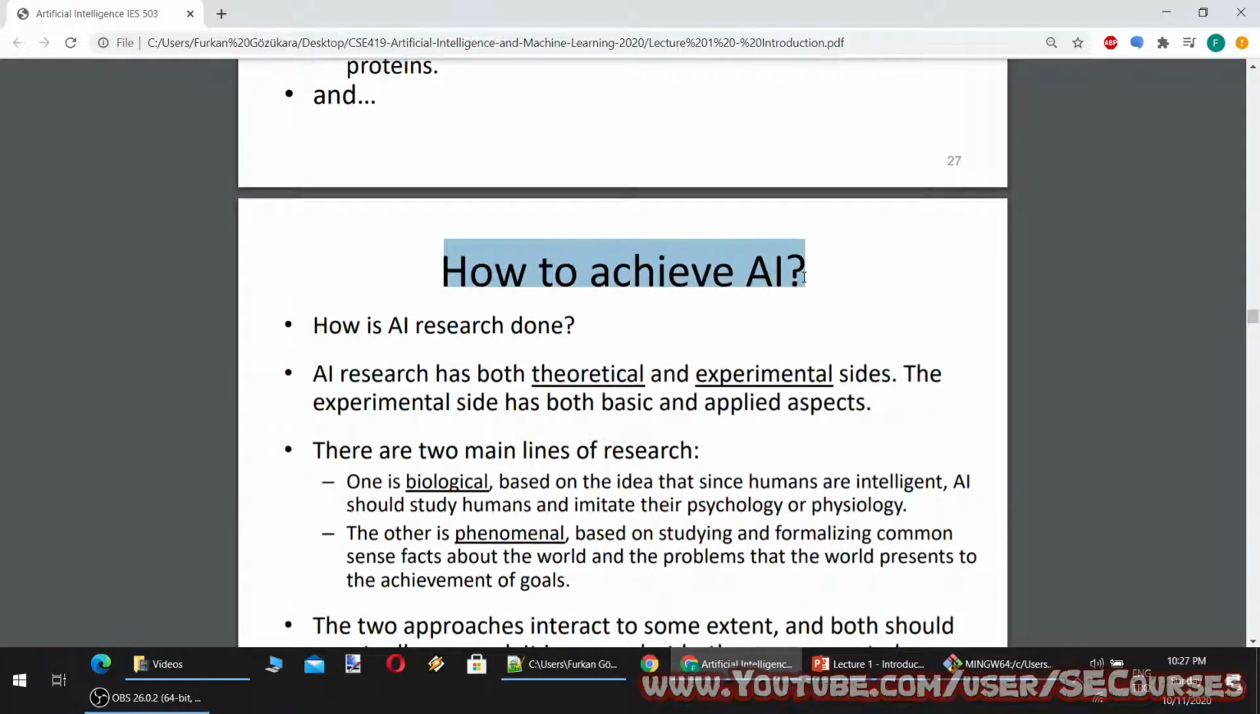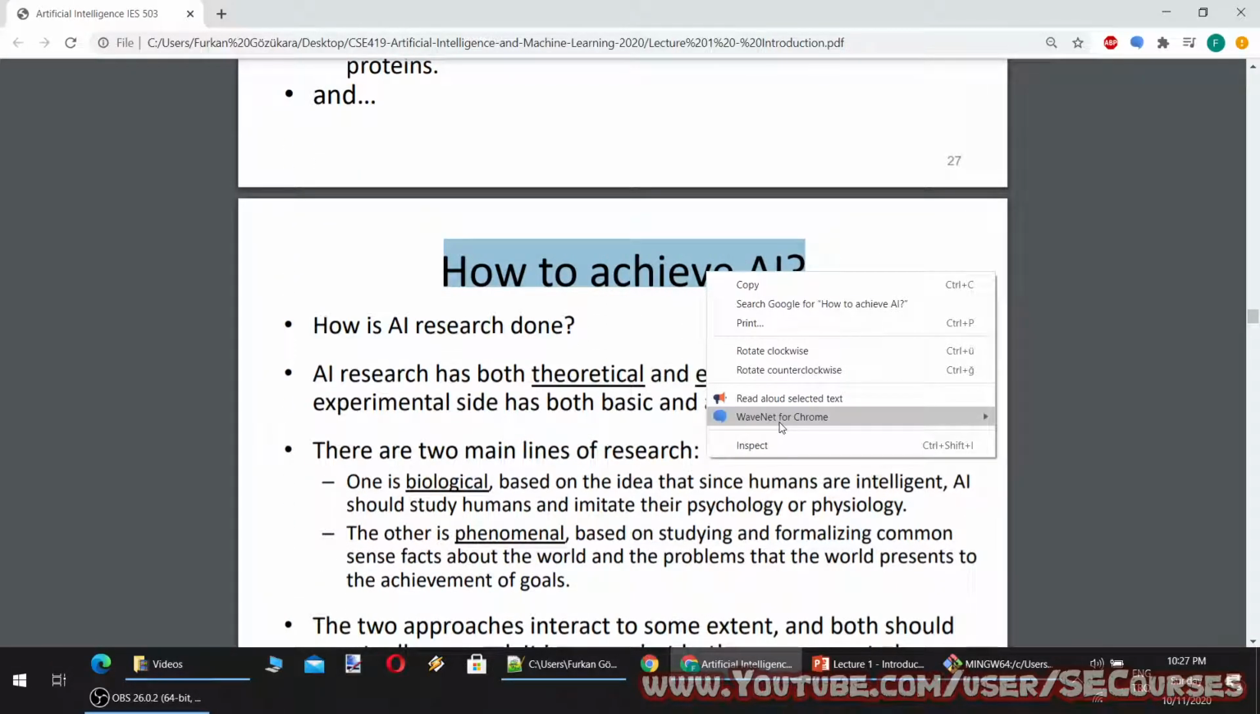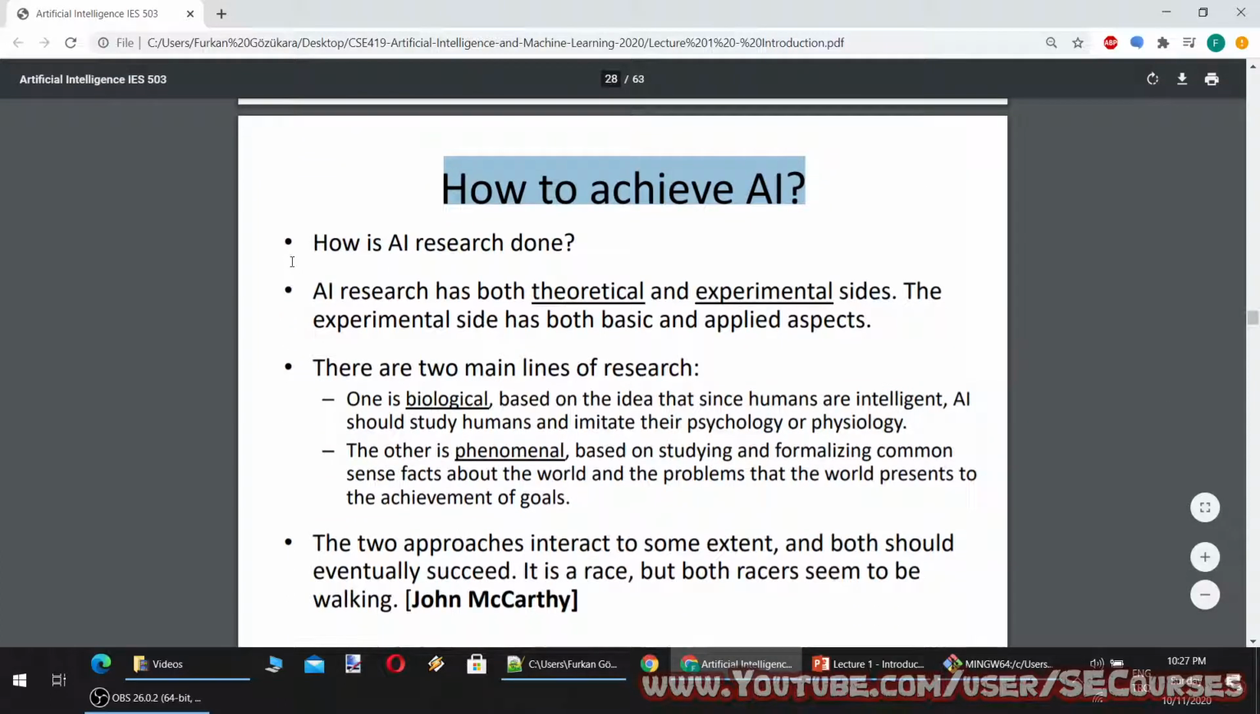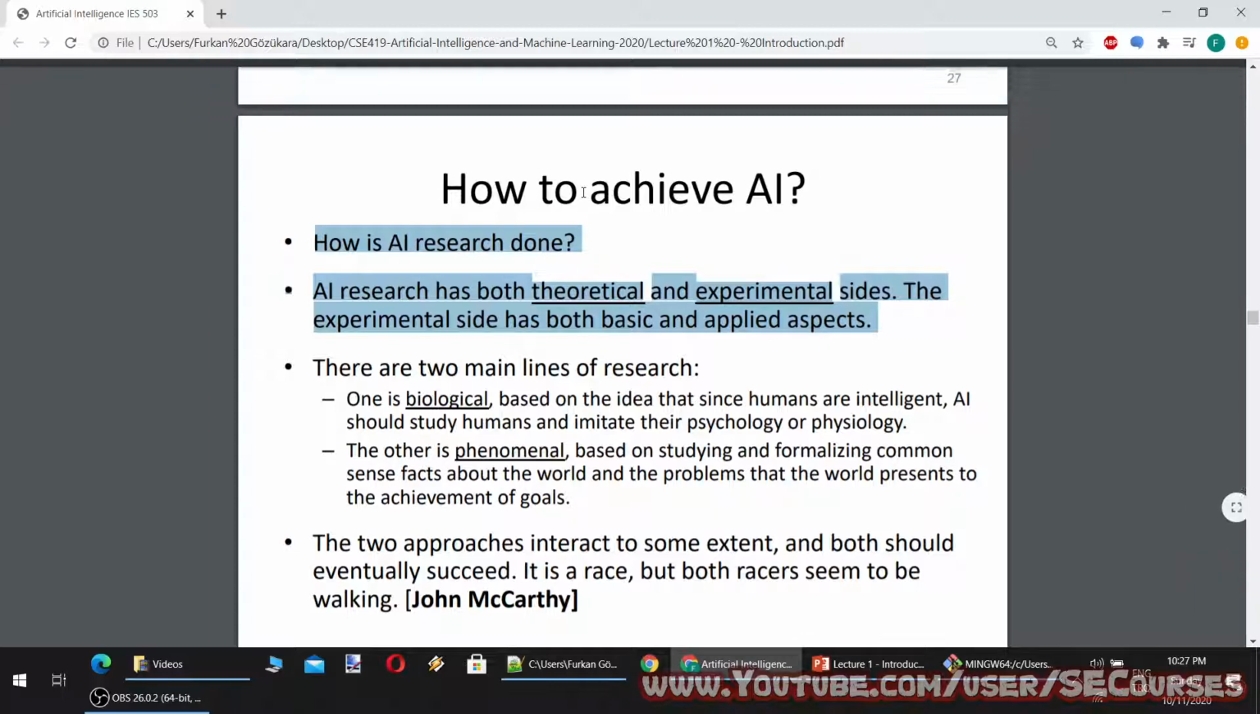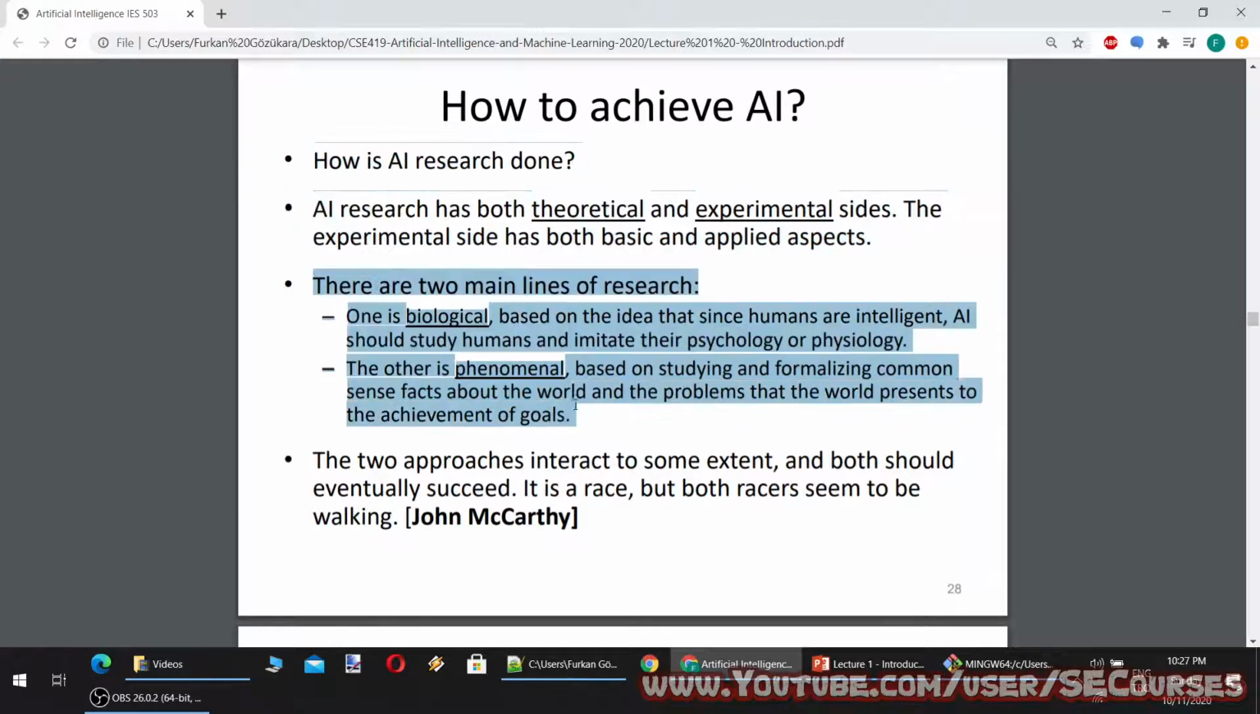Okay, so how to achieve AI? AI sounds so good, but how to achieve it? How is AI research done? AI research has both theoretical and experimental sides. The experimental side has both basic and applied aspects.